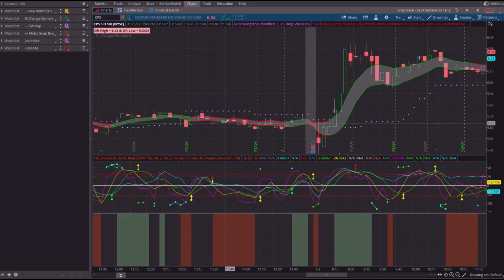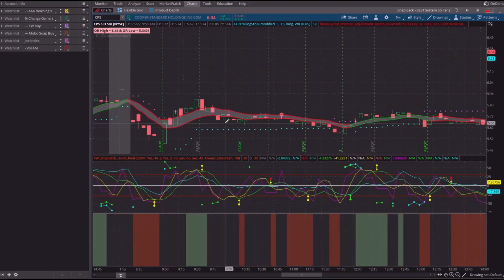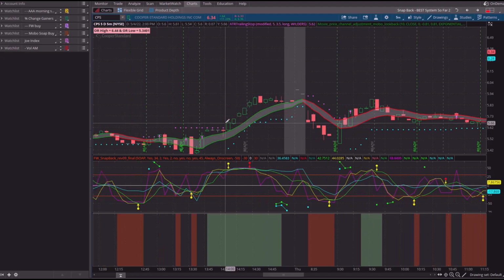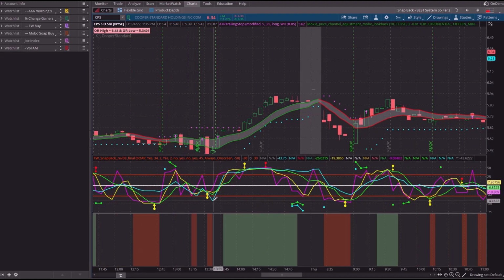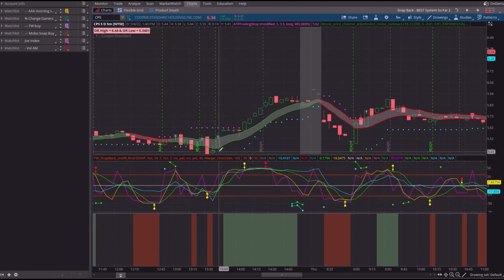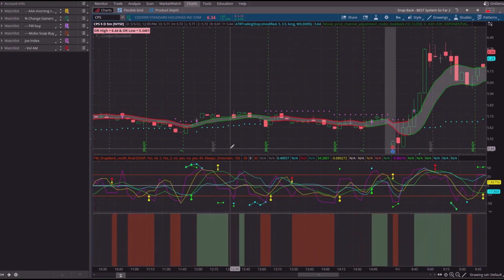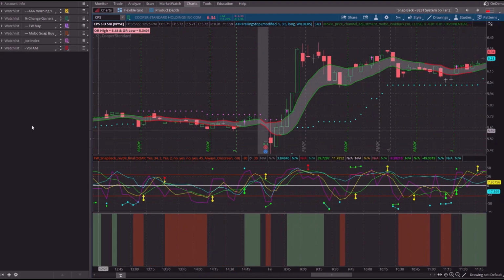Let me see if I can find another area here. Here's another strong one, where it comes down and then the peak comes up. And you see that would have been profitable as well. So those are just some of the basics. Let's take a look at scans now.